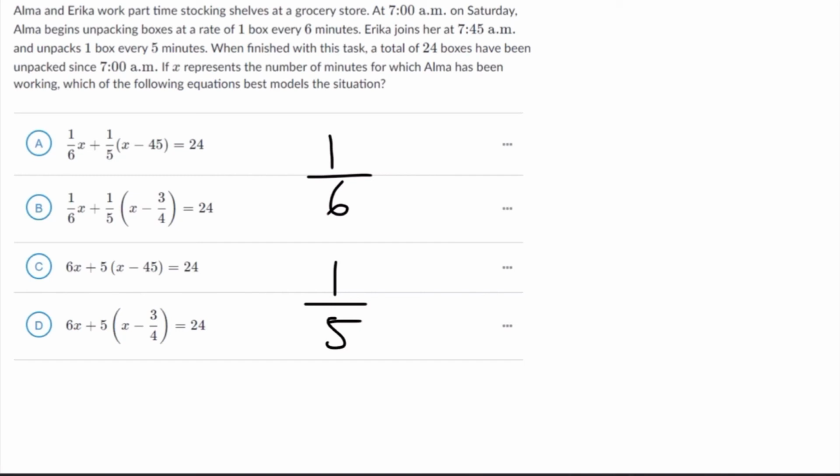When finished with this task, a total of 24 boxes have been unpacked since 7 a.m. If X represents the number of minutes for which Alma has been working, which of the following equations best models the situation? Now, X represents the time Alma has been working, not Erica. And we know that Alma worked the whole time from 7 to whenever they finished. So I can represent Alma's time as X.